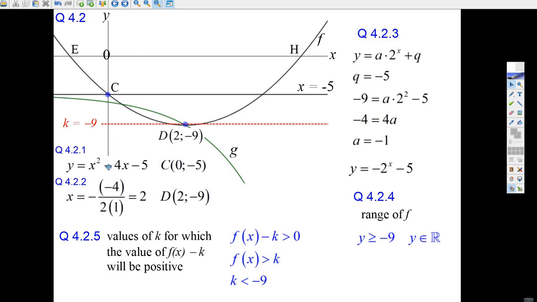We've got a parabola here, y equals x squared minus 4x minus 5, and the first question is to write down the y coordinate of C. Well, that's easy. X is 0, so it's 0 and minus 5. There it is, pretty easy.